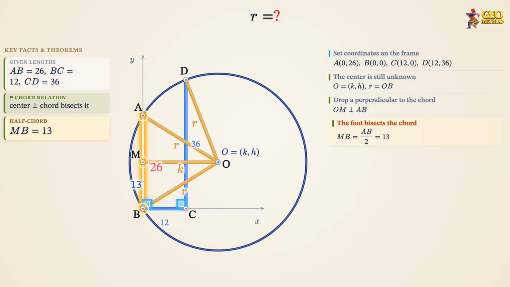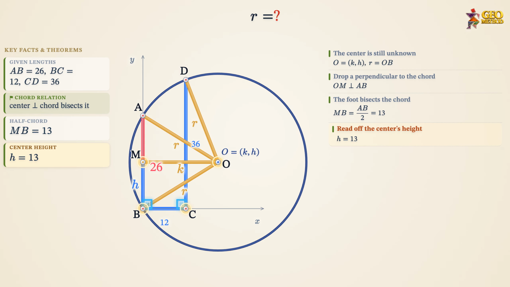A perpendicular from the center bisects the chord, so M is exactly the midpoint of segment AB. Half of 26 is 13, which means the lower half segment MB measures 13. That is our first leg.